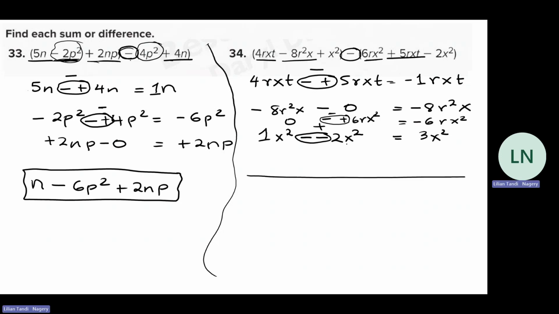Now you write your answer. Because it has 1 here, you don't write it. So it has negative and then rxt, and then negative 8r squared x, then negative 6rx squared, and then this is positive 3x squared.